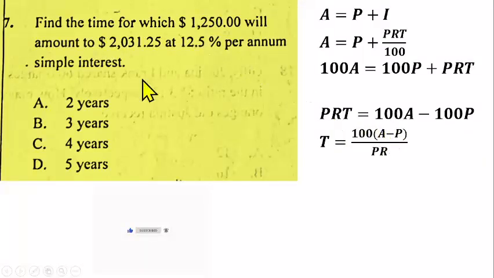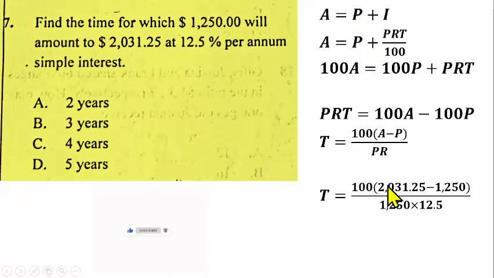We have the amount to be $2,031.25, so we can put that there. We have 100 times this minus our principal, 1,250, over principal times rate, which is 12.5. If you simplify this with your calculator, you should have 5 years as the answer for question number 7, which is option D.